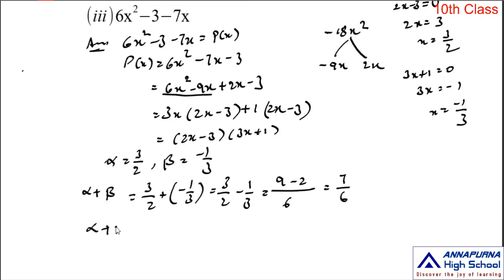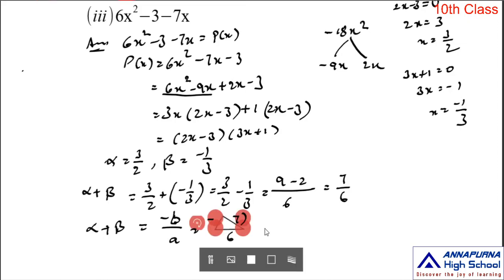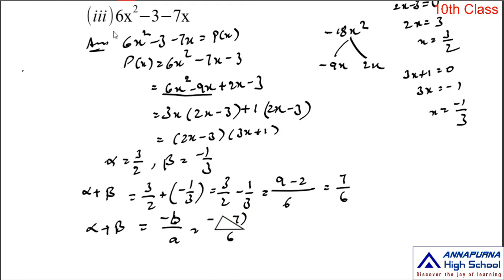From the polynomial, the sum of the zeros is equal to minus b by a. That means minus of the x coefficient, here the x coefficient is minus 7, so minus of minus 7 by the x square coefficient 6. So it is equal to 7 by 6.